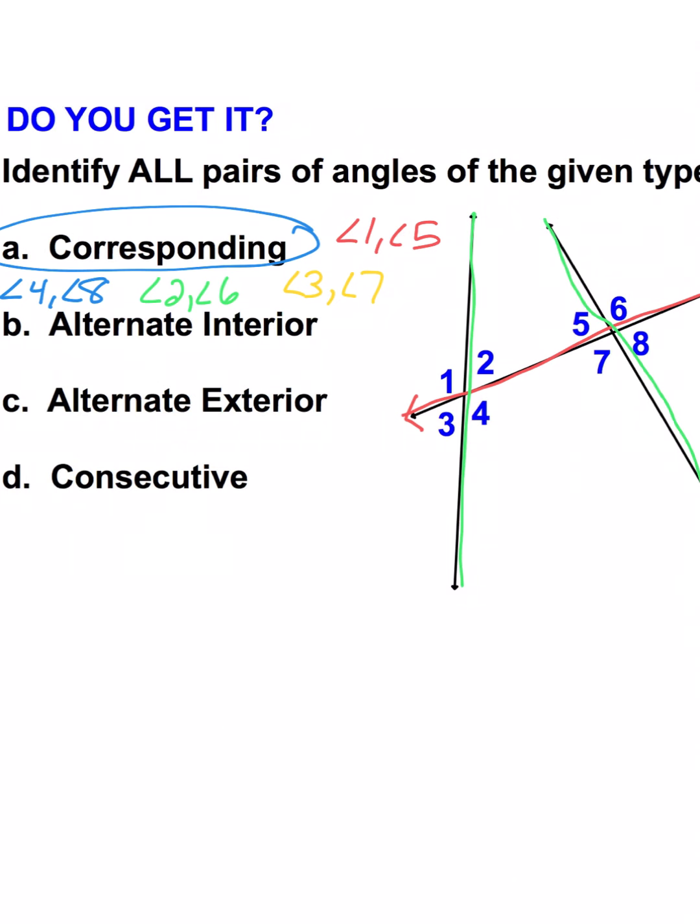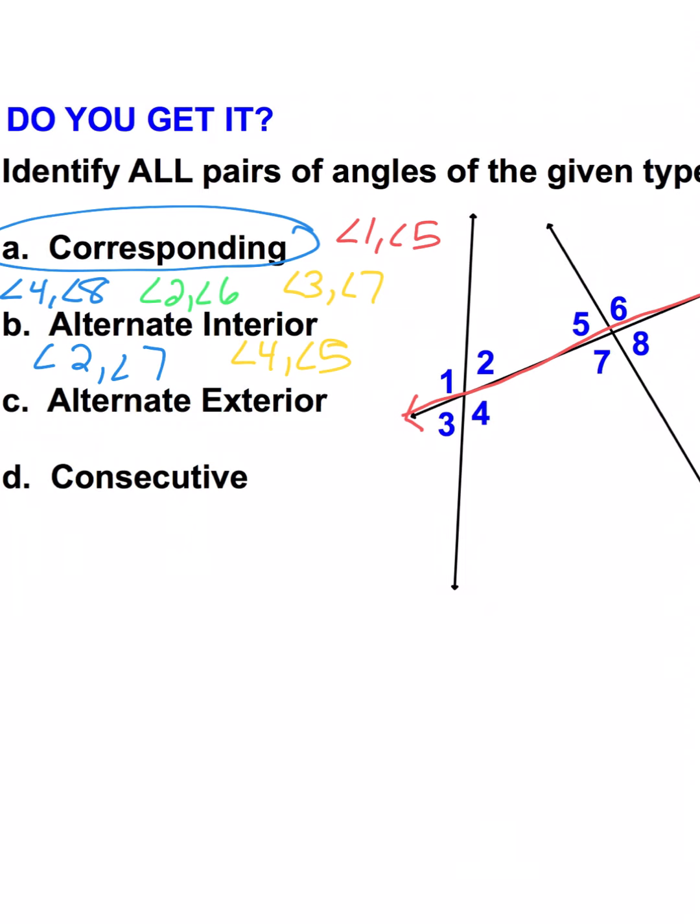So there are 2 pair. 2 is inside of those 2 green lines. 2 is above that red, so I need to go below. So 2 and 7 are considered alternate interior. We also have 4 is inside, and 4 is below, so on the other side, 5 is above. So angle 4 and angle 5 are considered alternate interior.